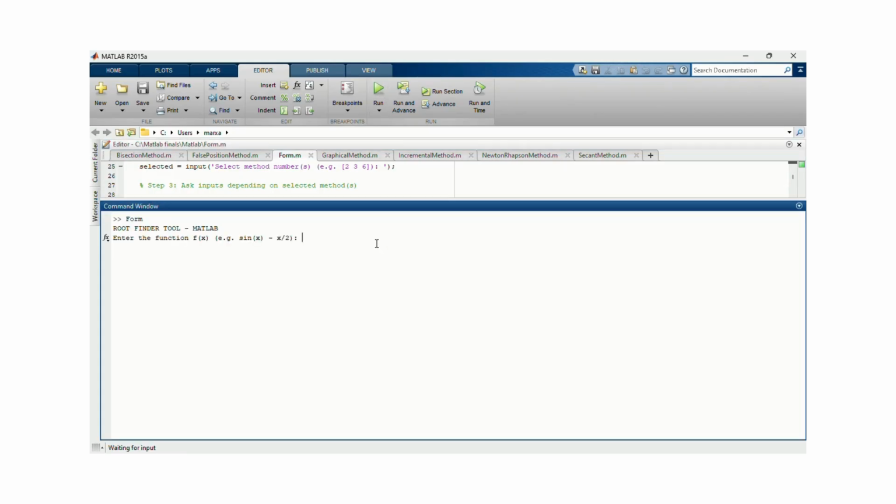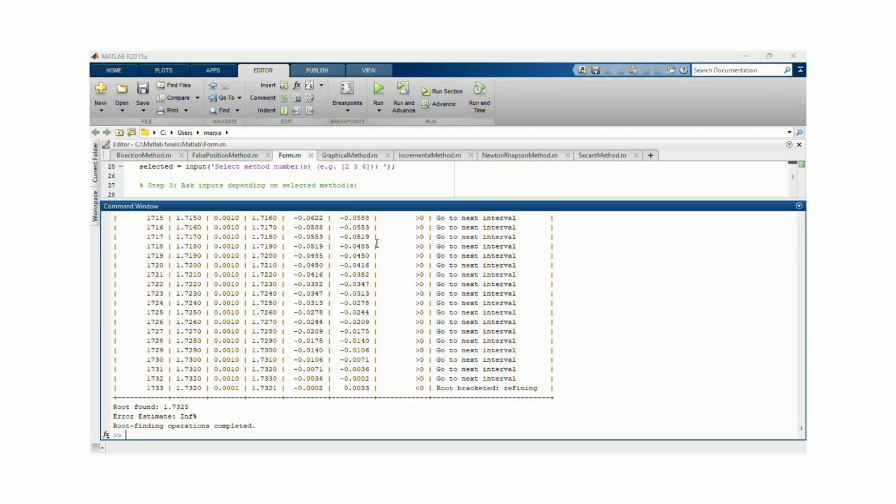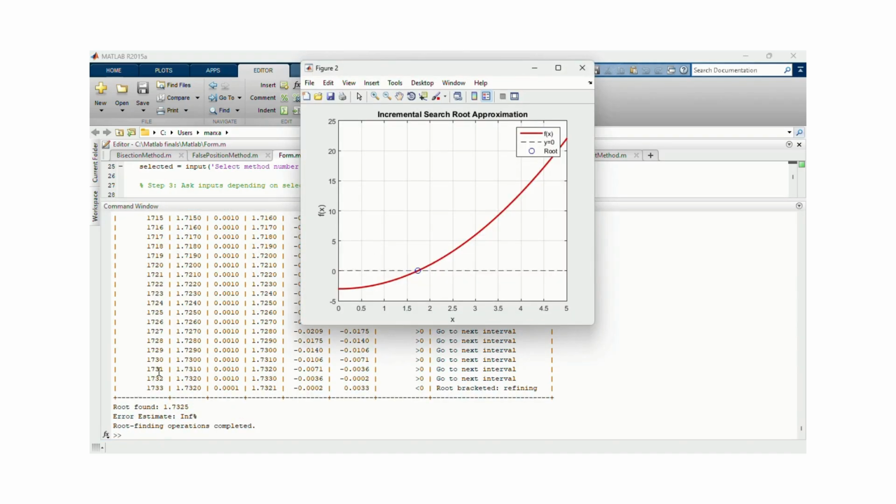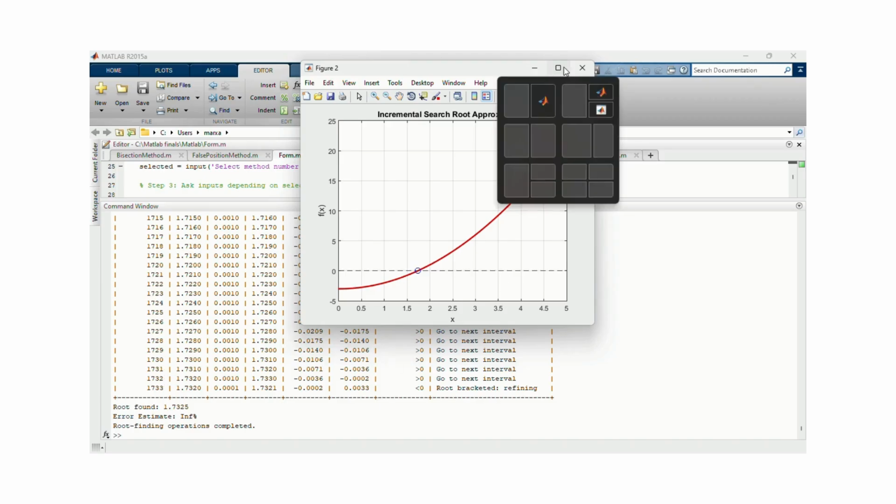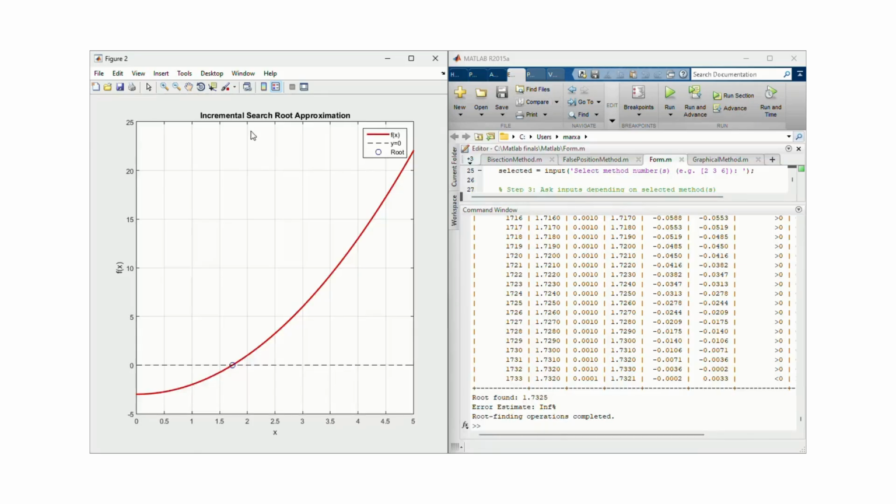So let's use another equation for our incremental method, x squared minus 3. You can see it calculates all the way until it finds the root. And here is the incremental root of the equation that we gave, and the root is 1.7325.